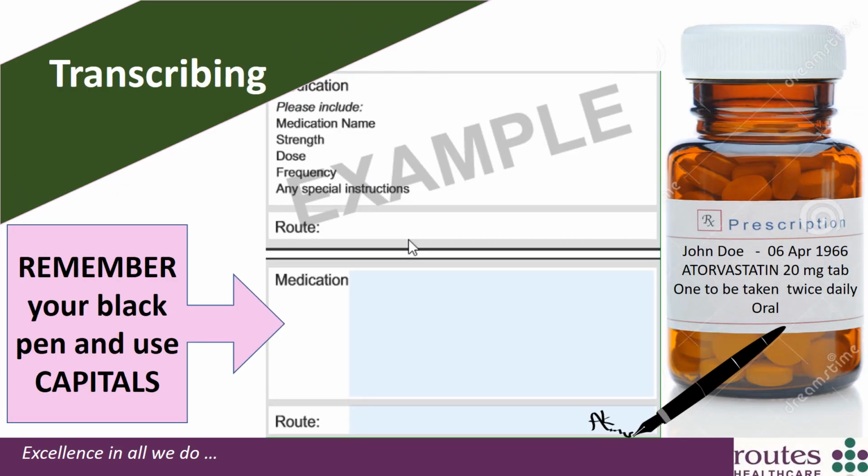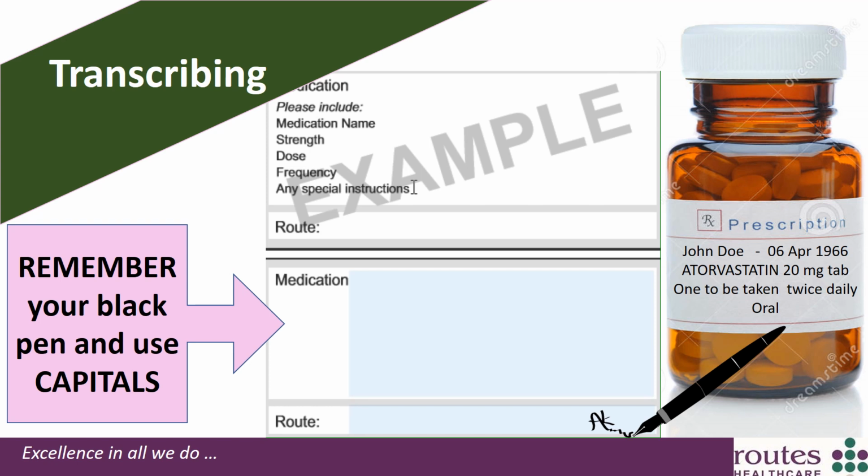Before I go through the MARS chart step by step, I do want to do a transcribing demonstration. Now, as you can see, we do have an example at the top. Every box will require the medication name, the strength, the dose, the frequency, and any special instructions, i.e. at bedtime, in the morning, with food, and so on. If I am to transcribe, I must be using black pen and also capital letters to make sure that it is as legible as possible.